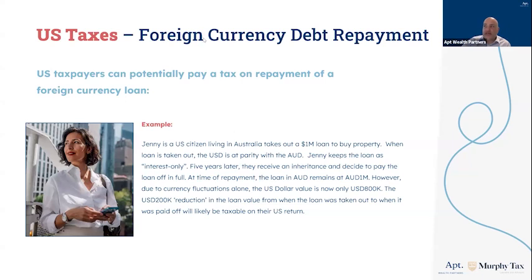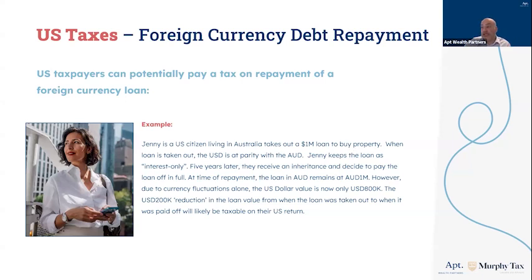Another thing to be aware of for US taxpayers that we see is the impact that a loan against your Australian property can have on your tax return, and it's a bit of a strange one. It's something that can catch people out, but I'll explain it using an example because I think that's the best way to explain it. It's a bit of a complex one to sometimes wrap your head around. But we've got Jenny, who is a US citizen living in Australia and takes out a $1 million loan against her primary residence in Australia.